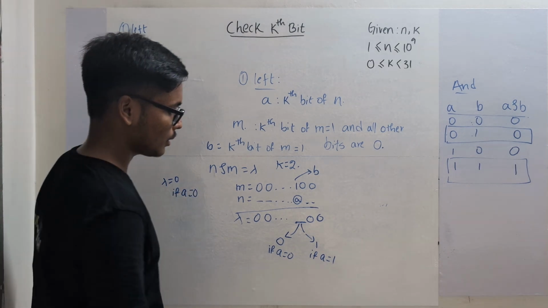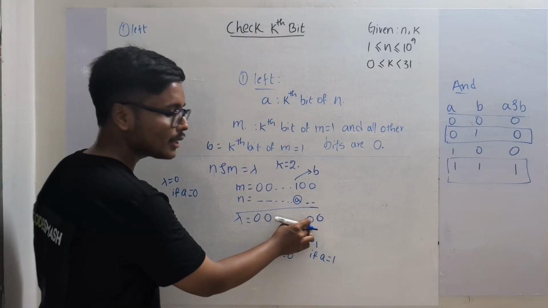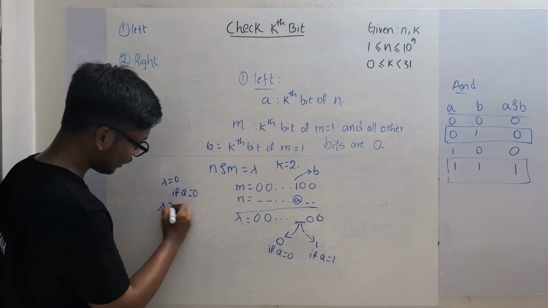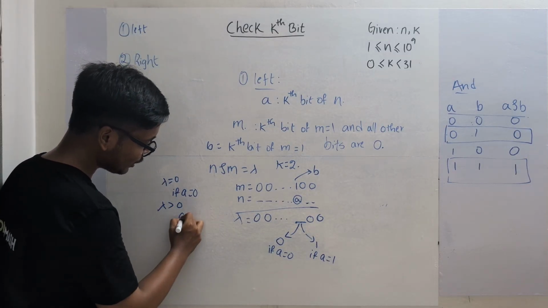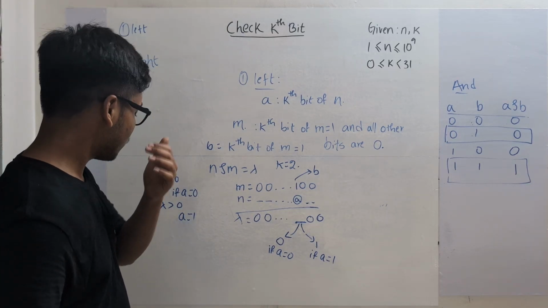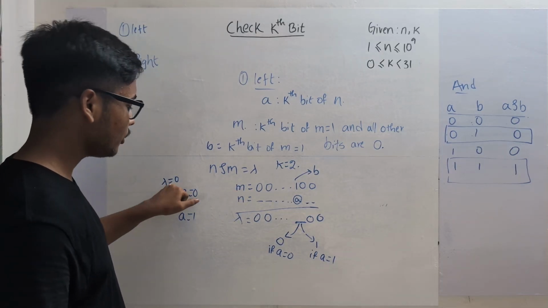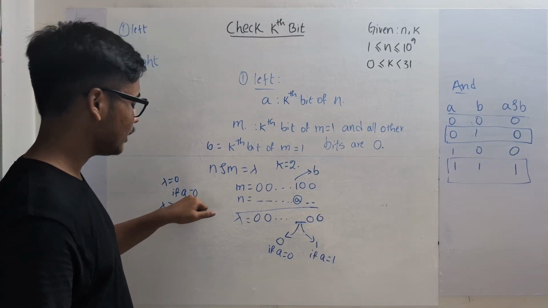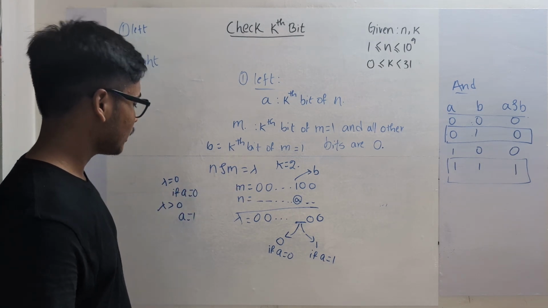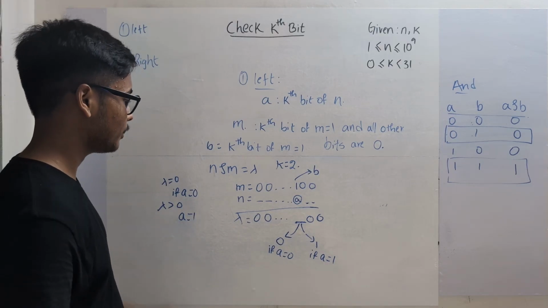Else there is 1 in the kth bit of lambda. In that situation, lambda is greater than 0. So we can tell that if lambda is greater than 0, then a equals 1. So finally, we can tell that if n and m is 0, then the kth bit of n is 0. If the value of n and m is greater than 0, it means the kth bit of n is 1.